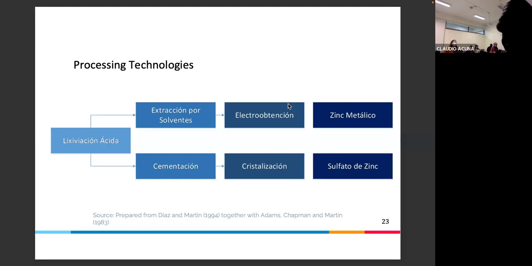If the concentration is really high, 300, 400 grams per liter, it can be either direct electrowinning, or it can be precipitation, crystallization, and then you purify the content. In order to decide which line you want to follow, you need to have the specifications of the product that you want to have.